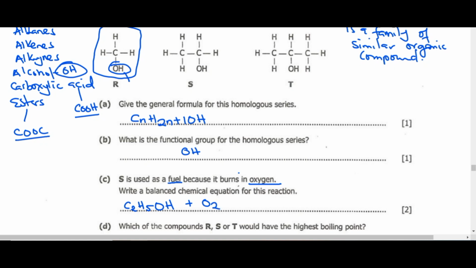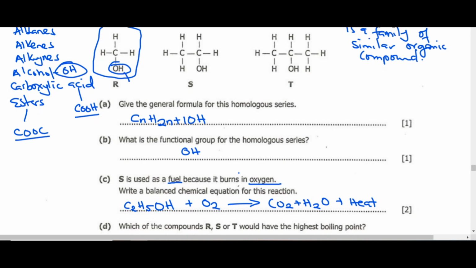So we write oxygen there, and then the products, what are we going to have? We have carbon dioxide, and then the other product is H2O, which is water. And then what other product are we going to have? The other product is heat. Also heat will be produced.